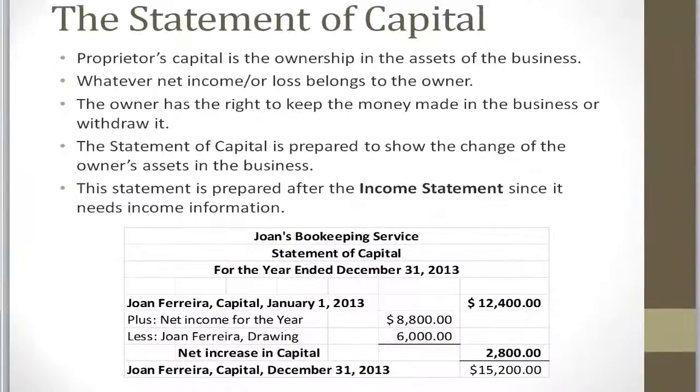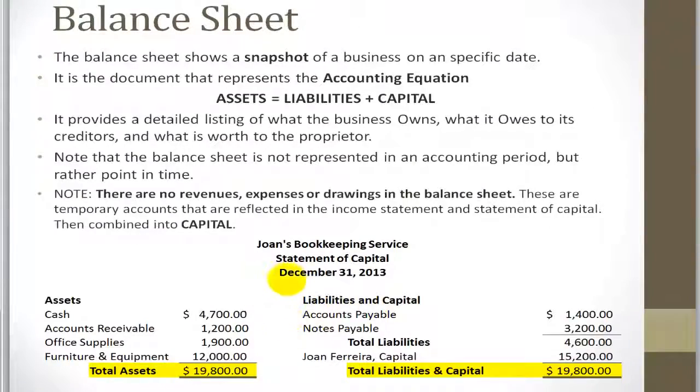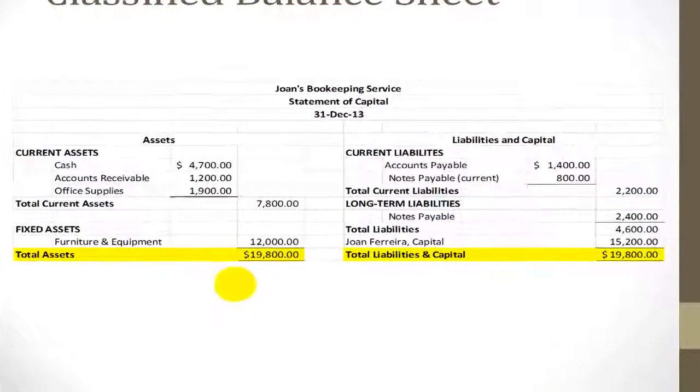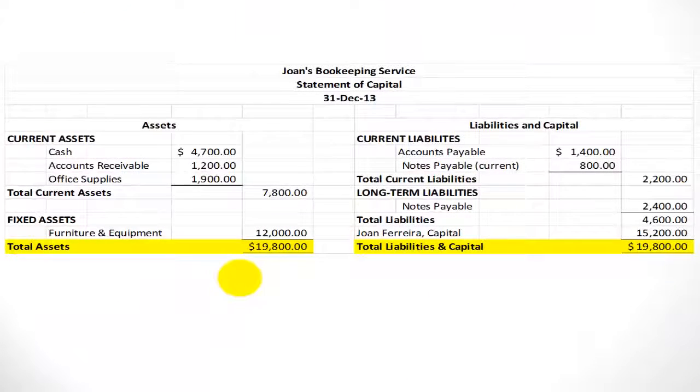And finally, we have the balance sheet, which represents the accounting equation, where it shows assets, liabilities, plus capital, and it shows how total assets must equal total liabilities and capital to satisfy the accounting equation. This is a classified balance sheet that breaks down assets and liabilities into current and longer term categories.